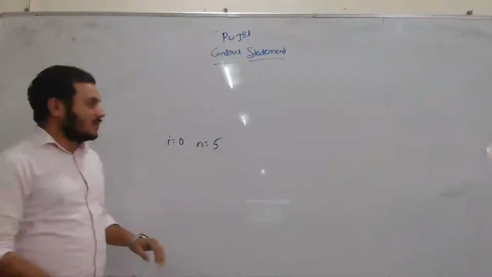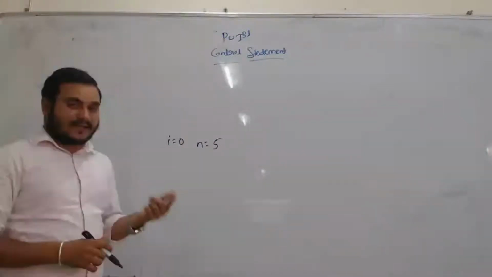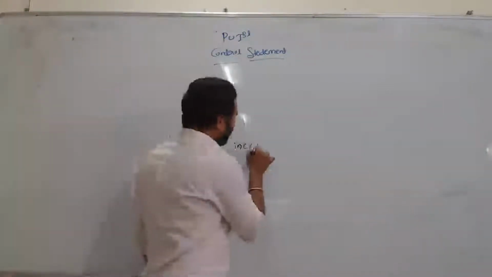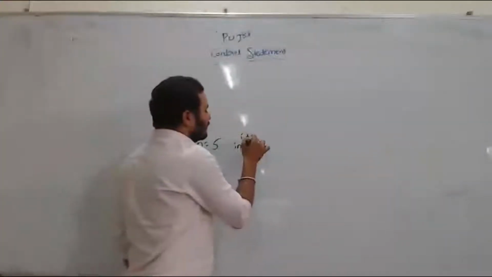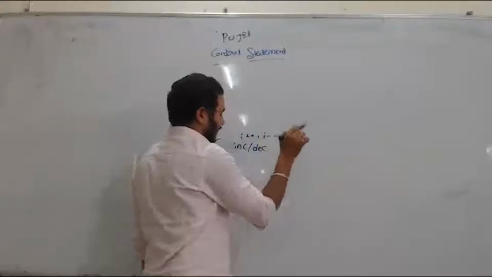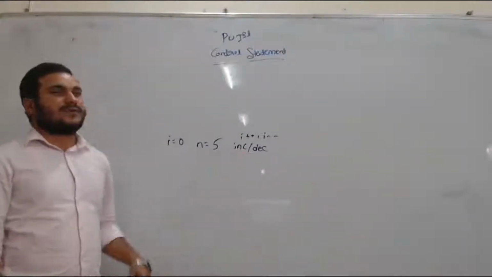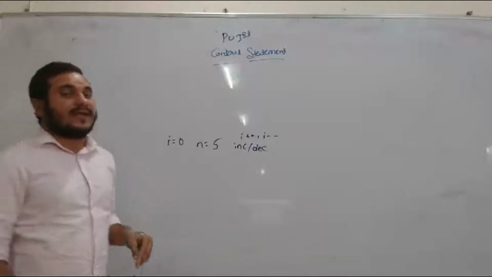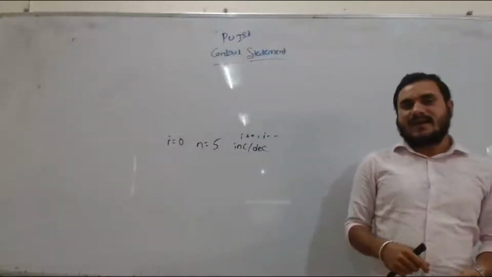So after initialization and condition, then what? Increment or decrement of the value. That is nothing but i plus plus or i minus minus. So this is increment and decrement. It has three components, and that's why the for loop is a fixed execution statement.